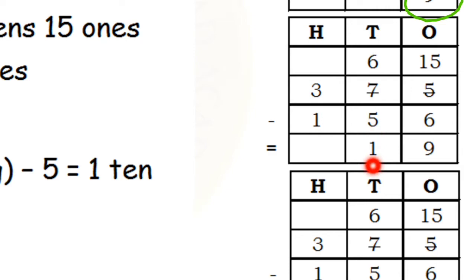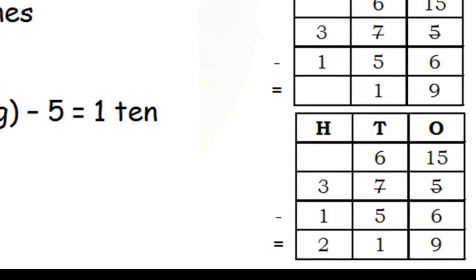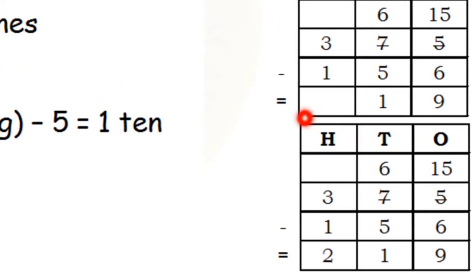Clear children? Or else you can open 6 fingers and then close 5. You will be remaining with only 1 open finger. So 6 minus 5 will be equal to 1. What will our last step be? Subtracting the hundreds. What do we have in the hundreds place?